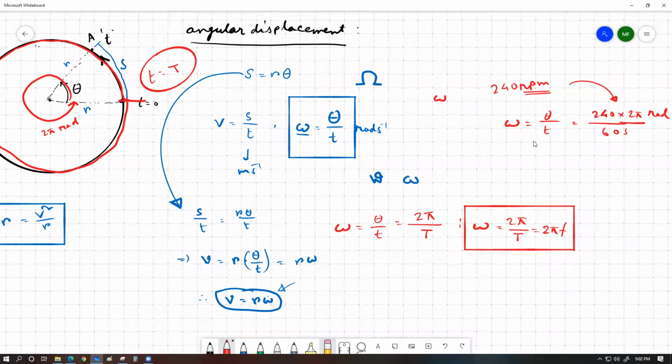240 revolutions per minute. One revolution means 2 pi radian. So 240 revolutions mean 240 into 2 pi radian. That's the amount of angular displacement accomplished in how much duration? 60 seconds. So if I do the division, this is going to be 8 pi rad per second. That's the angular velocity of this object, and you can slowly approach your other mathematical problems from that point. So this is the type of conversion that we might have to do.